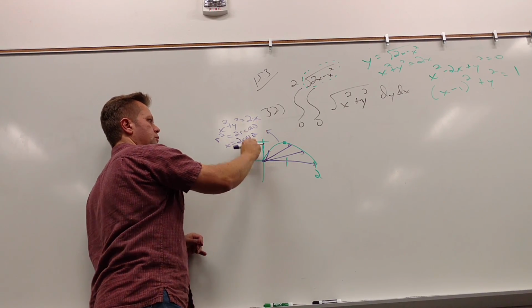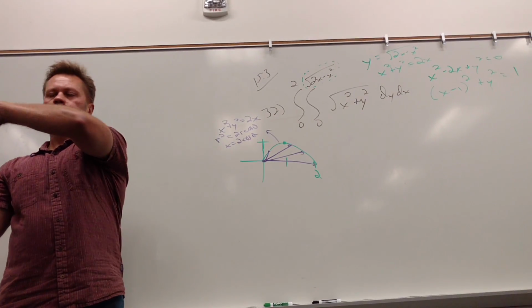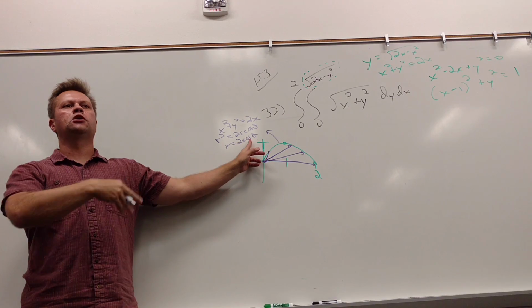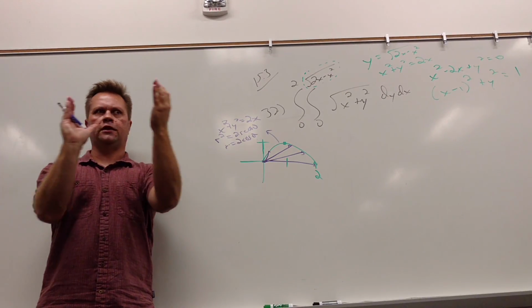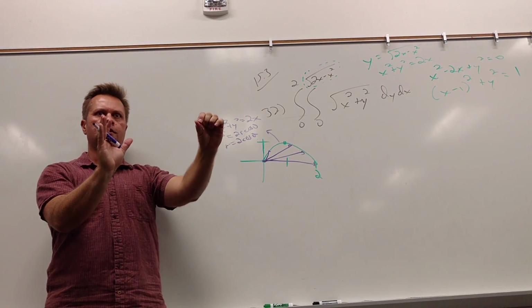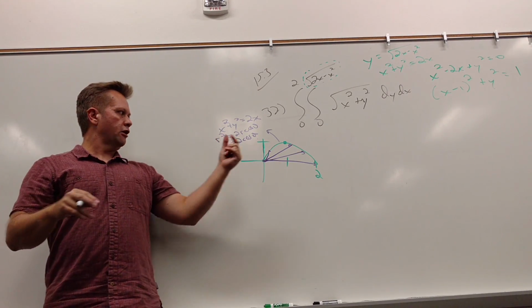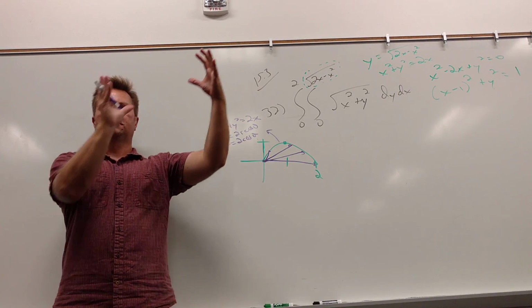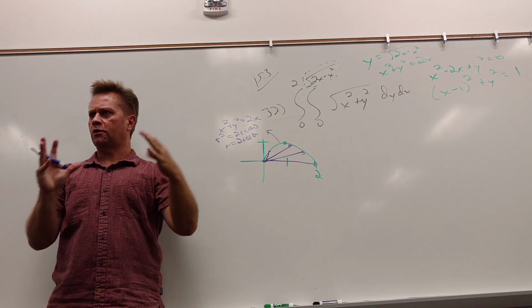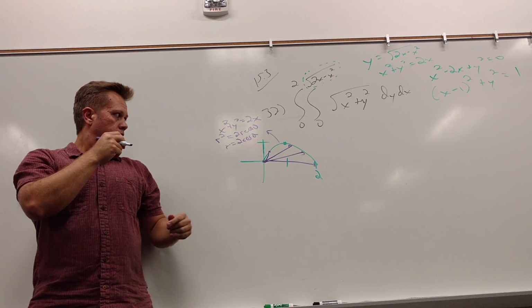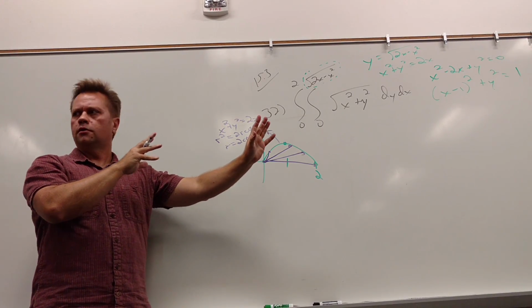So remember, cosine likes x. If I have r equals something cosine, it's going to be a circle centered on the x-axis. If I had r equals something sine, it's going to be on the y-axis. If I have r equal to a combination of those two things, it's going to move diagonally, both directions. You guys get that?